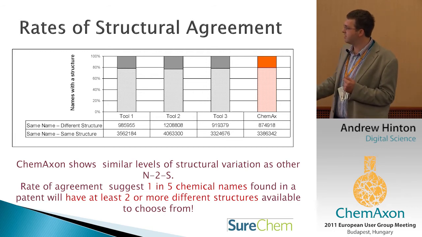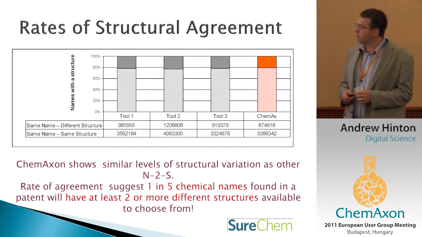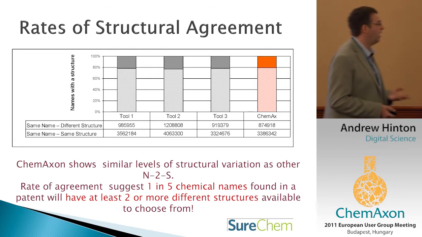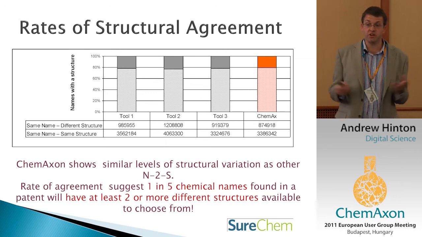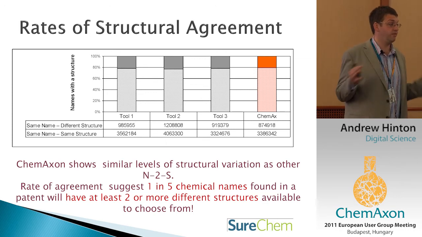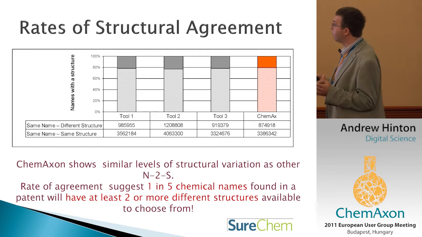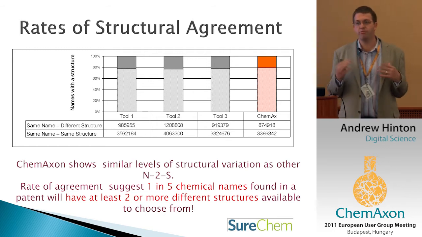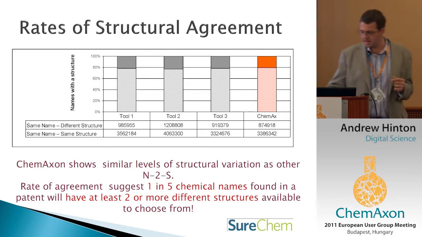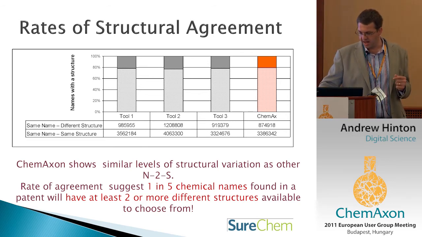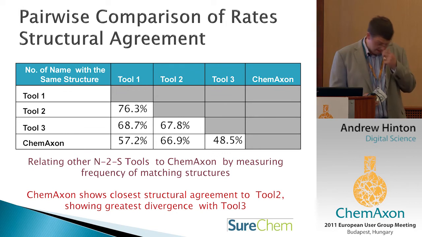The key message here is that this suggests that 1 in every 5 chemical names will give you 2 or more different structures, and you've got to somehow make a decision on which to choose. We have our own preferred priority ordering of how we take from that, but again, you're going to get a many-to-many scenario quite quickly.